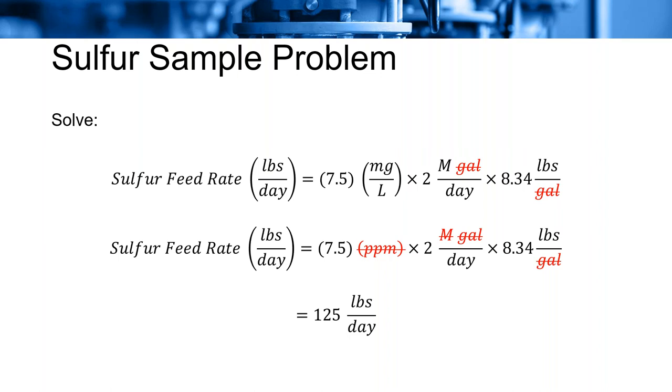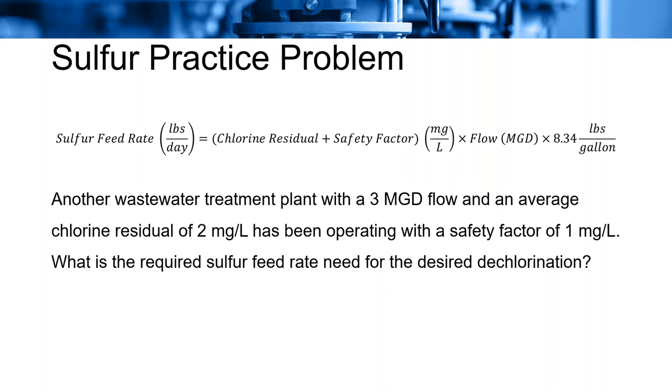Okay, so here's our practice problem. It reads: another wastewater treatment plant with a 3 MGD flow and an average chlorine residual of 2 milligrams per liter has been operating with a safety factor of 1 milligram per liter. What is the required sulfur feed rate needed for the desired dechlorination? We'll leave this up for a second, and then we will have you fill out the poll for the answer. I'll leave this up for about a minute and a half.